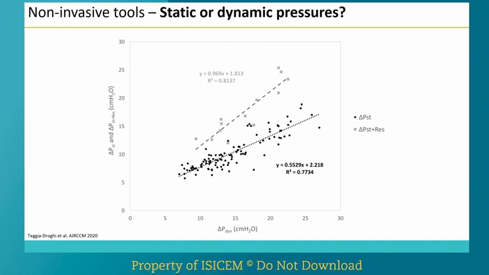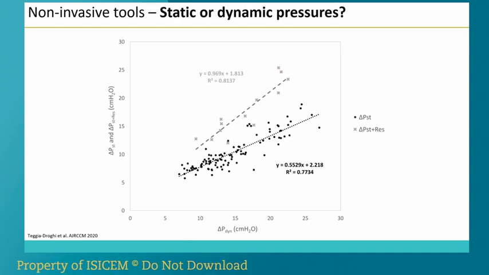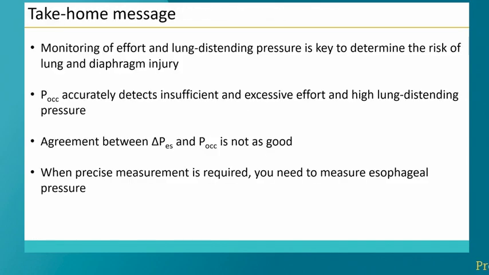in some of the patients, and you can see that when you add the resistive component to the POCC-derived variables, the line does get closer to identity and the correlation does improve, suggesting that both numbers are actually explicative of the same phenomenon and they could be used to evaluate lung distending pressure. And effort, I should say.